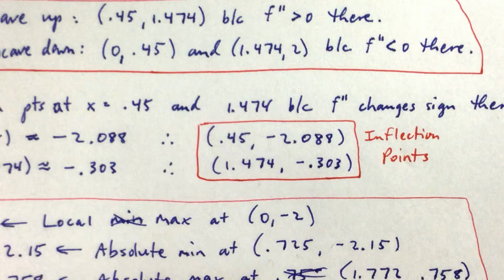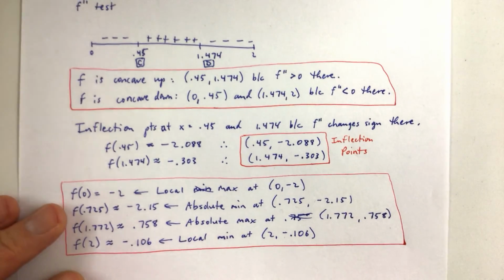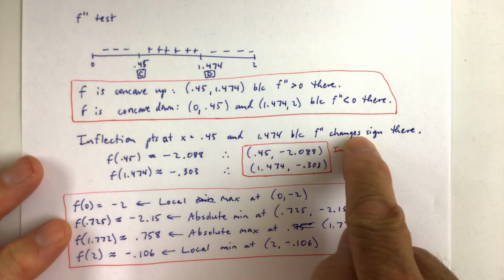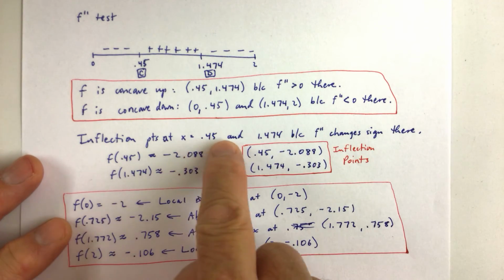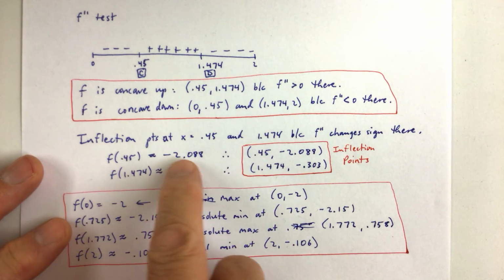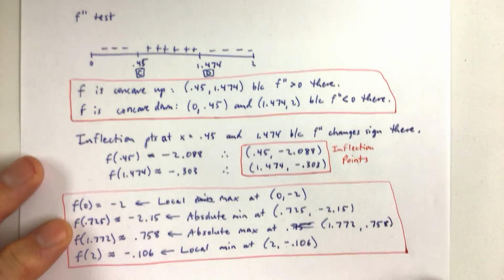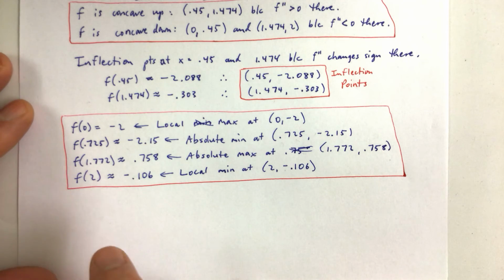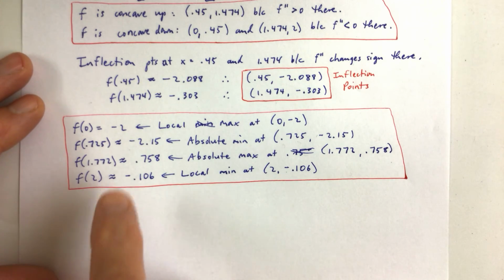Well, let me zoom out a little bit here. It's an inflection point because f double prime changes sign there. So f double prime changes sign at both of these, and if we want the y coordinate, we do what we just did. And then you can analyze here. I'm kind of hurrying because I've got students outside my door. Class starts in a minute.